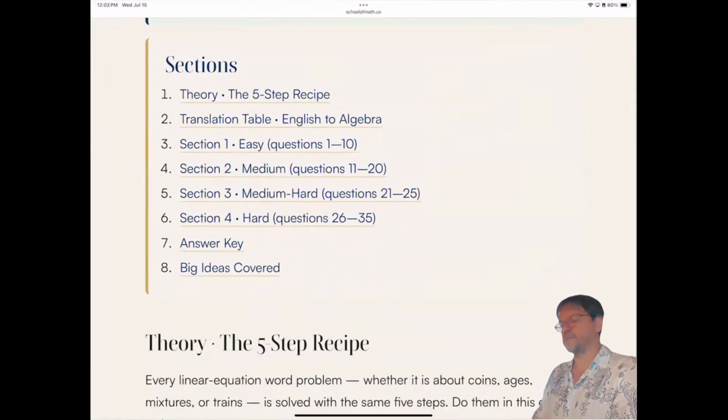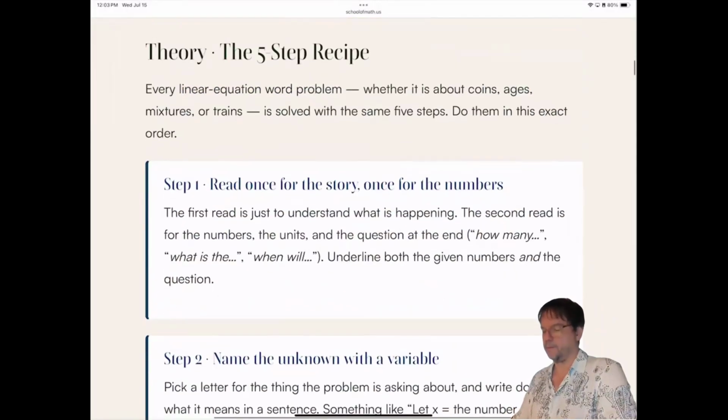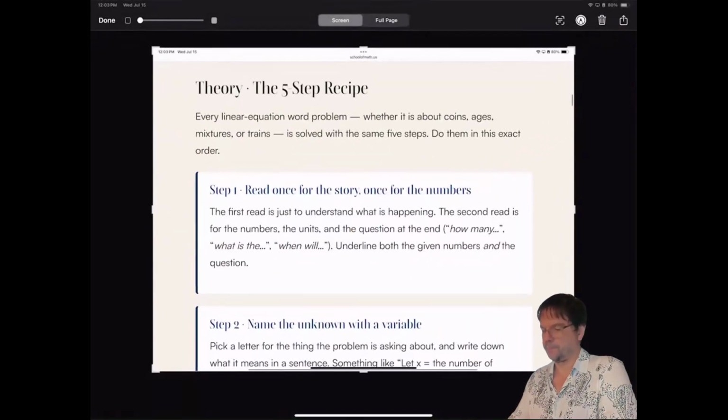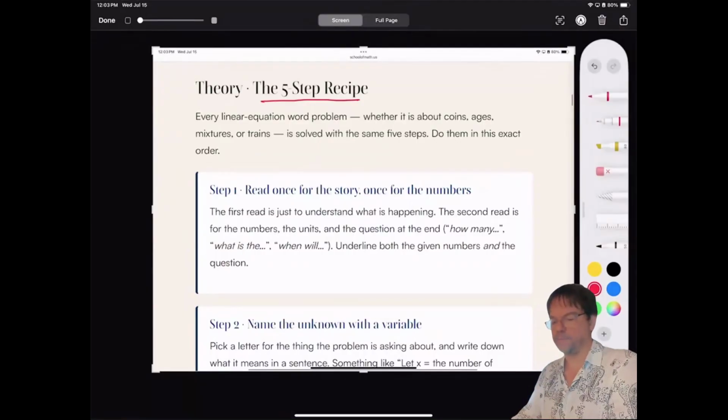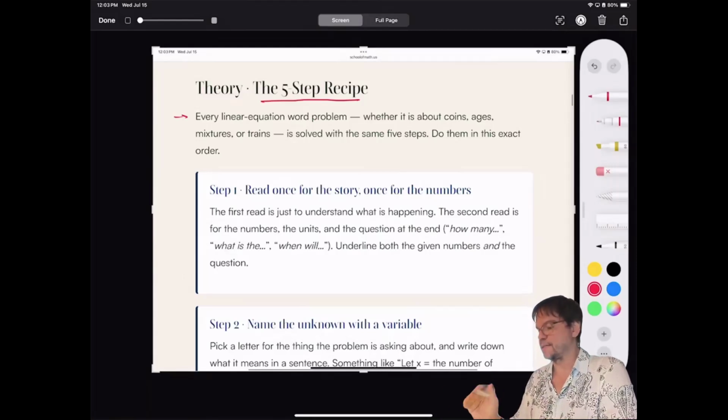We have these sections to see today: the theory, the 5-step recipe, the translation table from English to algebra, and then the sections where we go over the questions. Theory, the 5-step recipe. Every linear equation word problem, whether it is about coins, ages, mixtures, or trains, is solved with the same 5 steps. Do them in this exact order.